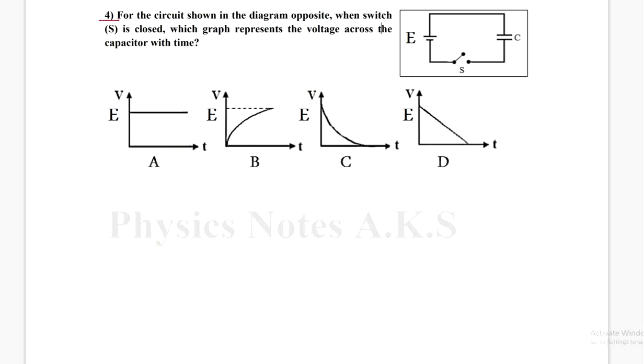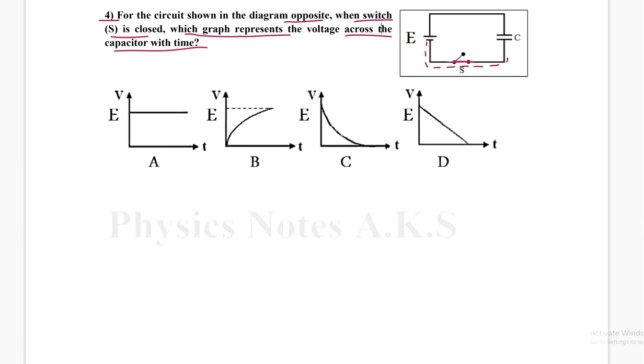It says, for the circuit shown in the diagram opposite, when the switch S is closed, which graph represents the voltage across the capacitor with the time? So I need to see the graph that shows the variation of potential difference or voltage with the time when I close this switch.